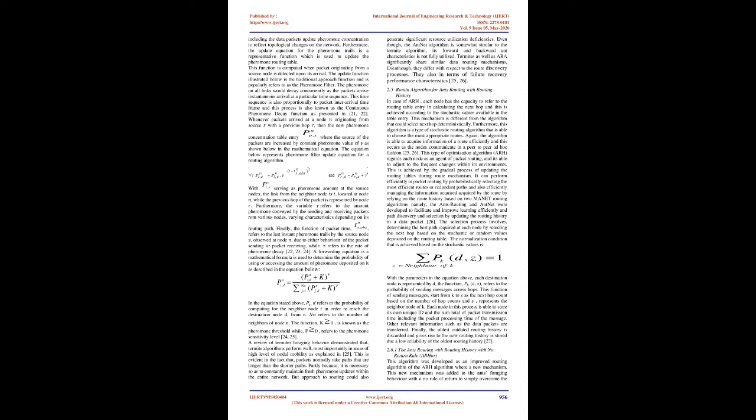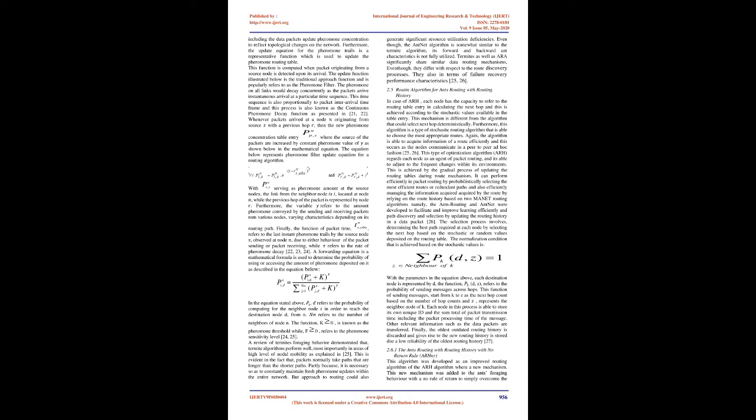23, 24. A forwarding equation is a mathematical formula used to determine the probability of using or accessing a link based on the amount of pheromone deposited on it, as described in the equation below, NSIP. NOBS in the equation stated above refers to the probability of computing for the neighbor node in order to reach the destination node D from N, and refers to the number of neighbors of node N. The function K0 is known as the pheromone threshold, while F0 refers to the pheromone sensitivity level 24, 25.